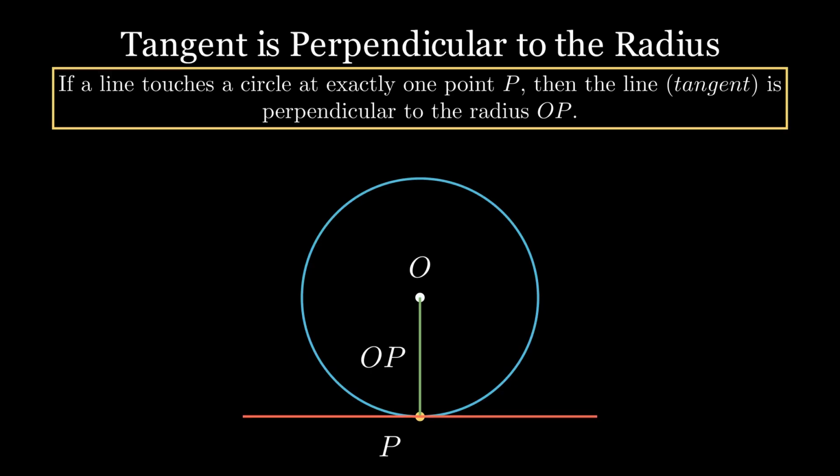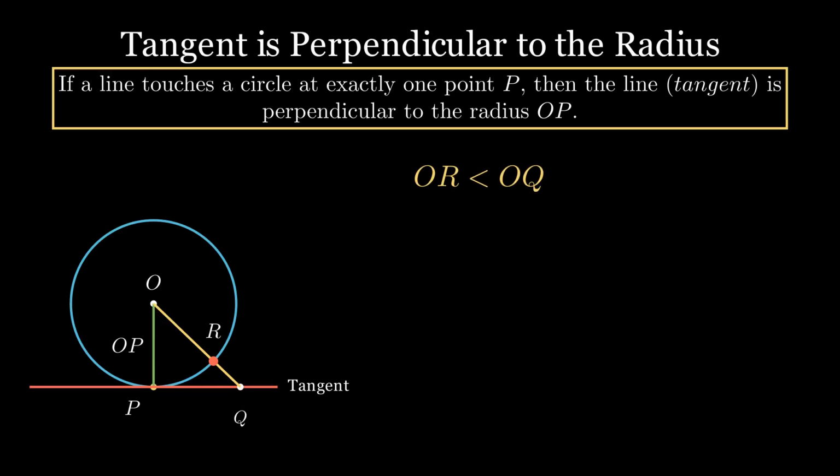Let's draw a tangent at point P. Q is a random point on the tangent. Now we connect both points O and Q with a straight line. Therefore, OQ intersects the circle at a point. Let that point be R.